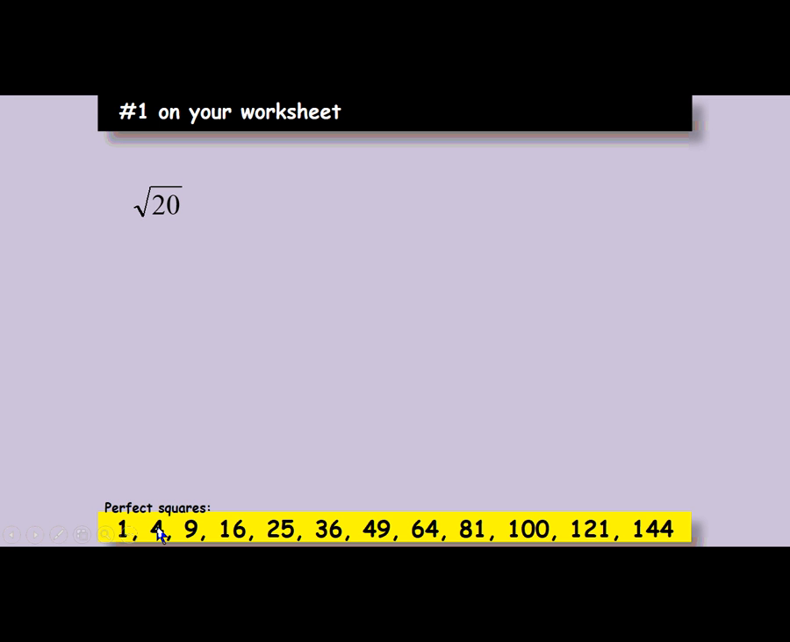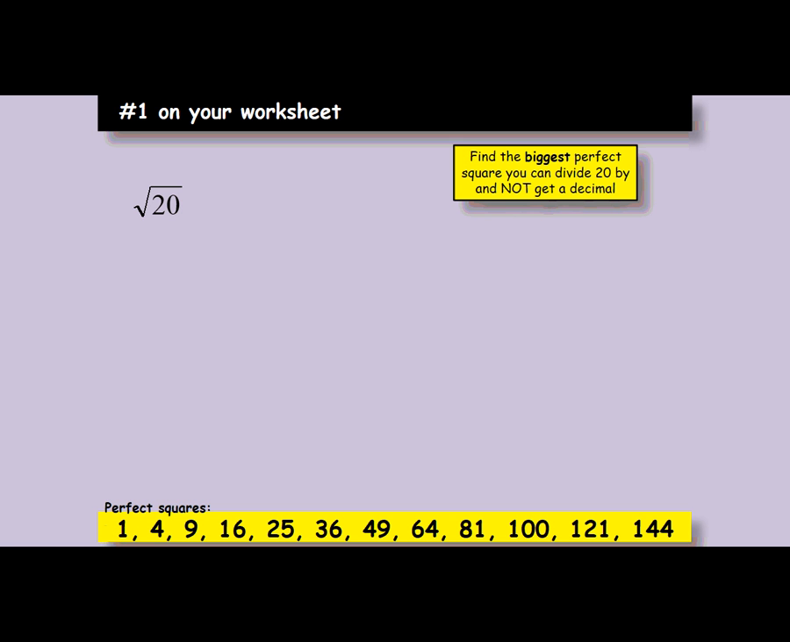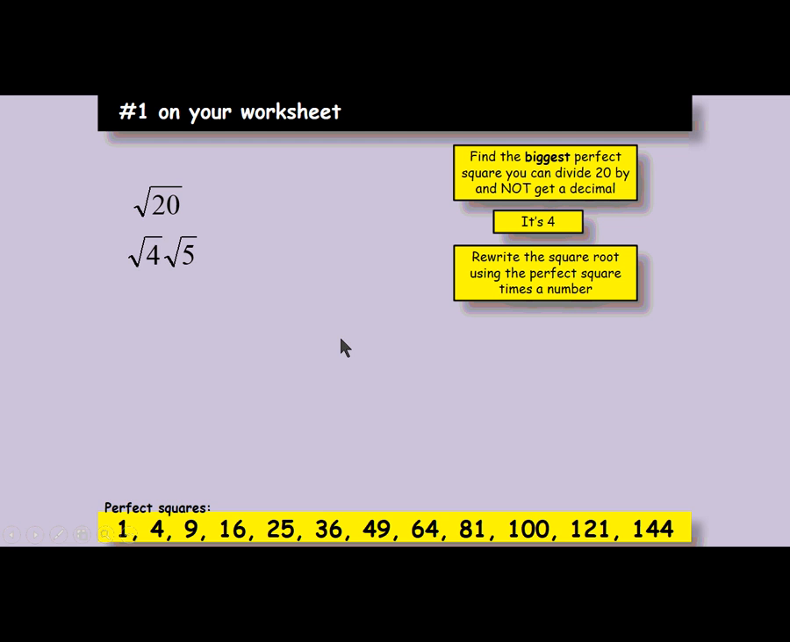But if you look here, if you notice, 4 is the biggest number on this list I can divide 20 by and not get a decimal. We do 20 divided by 4, and we're going to get 5. So I'm going to rewrite this square root of 20 as the square root of 4 times the square root of 5. 4 times 5 would give us 20. And we know the square root of 4. The square root of 4 is just 2. The final answer is 2 square root 5. That's it. The problem is done.